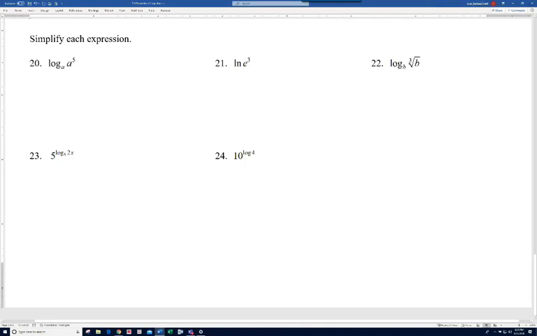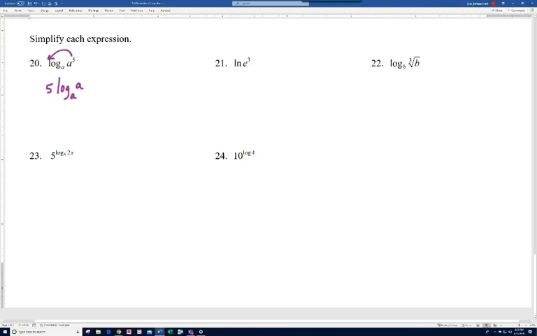We've just got a few more problems here. In fact, 20 through 22, we've already done problems similar to these, but we're going to go ahead and take advantage of some of our new properties, actually just one of them. It's going to be the power rule. So notice in the first one, we can use the power rule, and we can move that 5 out front, and we get 5 times the log base a of a.